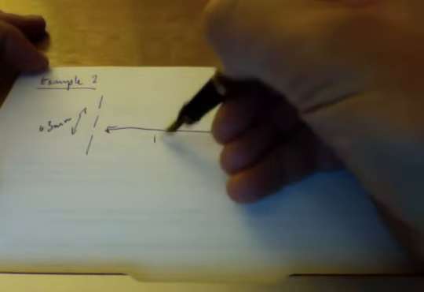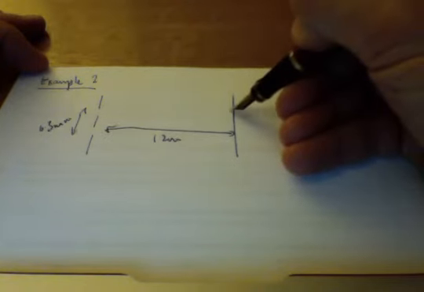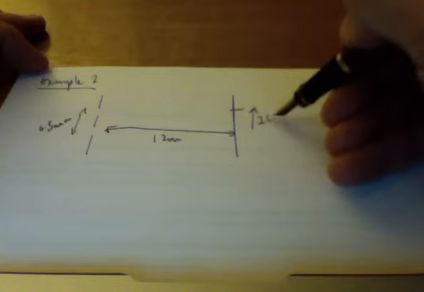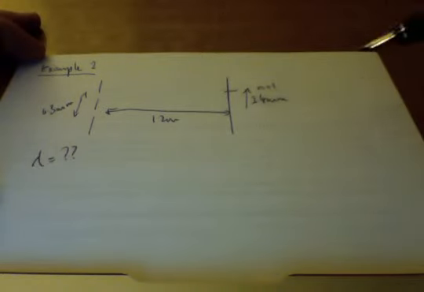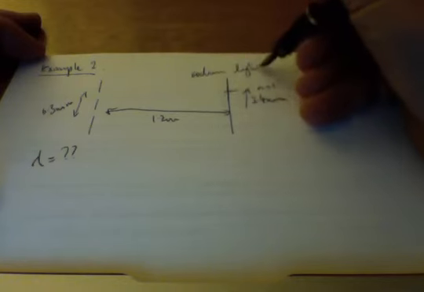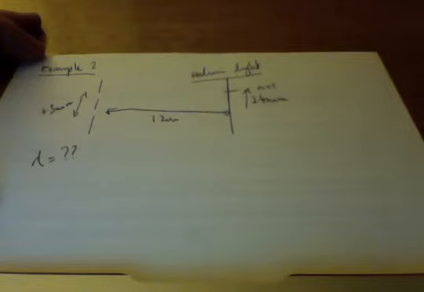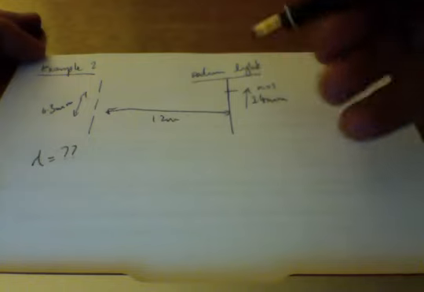We've got 0.3 of a millimeter separation between the slits, 1.2 meters to the screen, and 2.4 millimeters for the first maxima. And the question is, what is the wavelength of the light used? By the way, this is a sodium light, and sodium light is that which is used in the street lights. Okay, so what's the wavelength? If you think you know, hit pause, give it a go. If not, I'm going to launch straight into the answer.